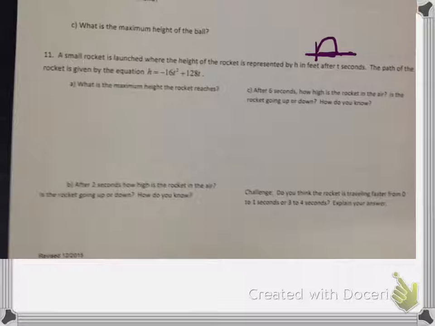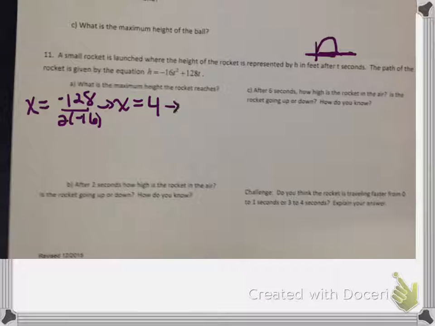What is the maximum height the rocket reaches? Okay, so we should hopefully know by now, and if you don't, learn it at this moment, that the maximum or the minimum height comes from the vertex. So we need to find that vertex. So we are in standard form. We're going to get that axis of symmetry, the opposite of b, negative 128 over 2a, 2 times negative 16. When I type this in my calculator, I should get x is equal to 4.